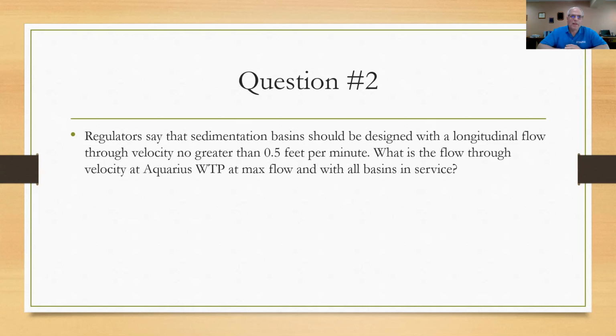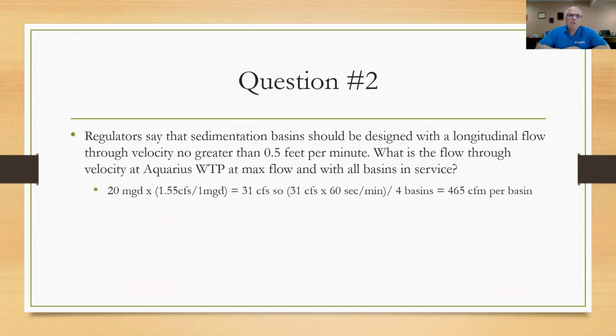They're asking you, what is the flow-through velocity at the Aquarius plant at that max flow? We know that was 20 MGD, and all the basins in service. So you would have to dig out that information and work it out. If you want to work this one, pause the video now, try to work through it with pencil and paper, get your calculator out and come back and try this again. I'm going to move on.